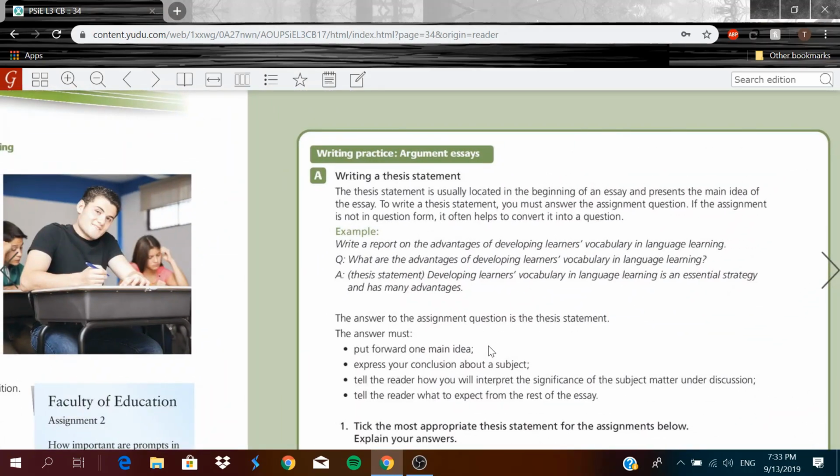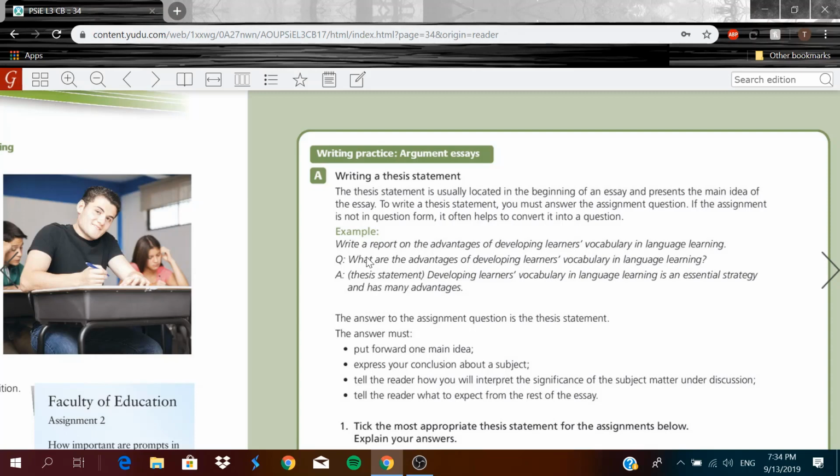And what does a thesis statement do exactly, right? So a thesis statement talks in more detail about the topic of the assignment, in this case the essay, right? And it must answer the assignment question. And obviously there will be some assignments that are not in question form, so it often helps to convert it into a question, as we'll see in the example.